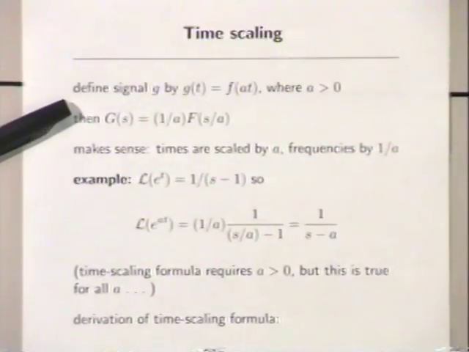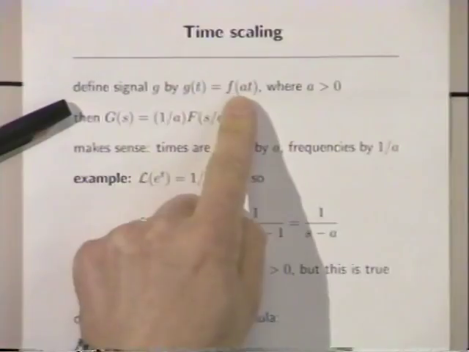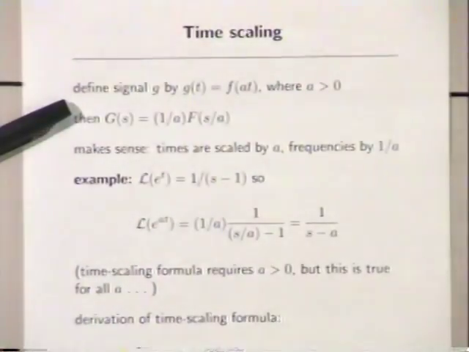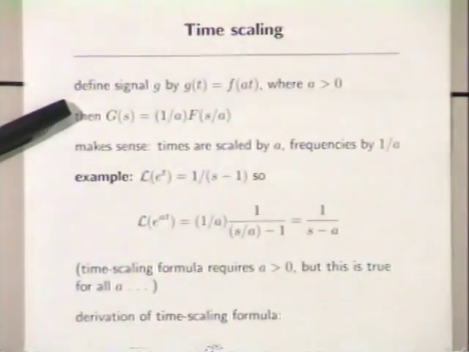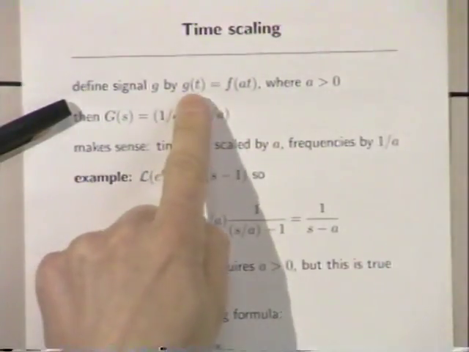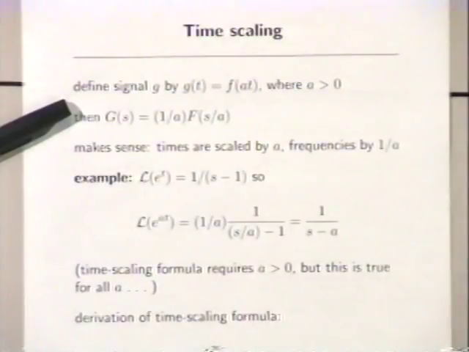The first is time scaling. If I take a positive constant a and scale time in my signal, for example if I make a big, then times are scaled by a. They're spread out, and frequencies are scaled by 1 over a, and that makes perfect sense. So the Laplace transform of g, which is this time-scaled version, is 1 over a times F of s over a.